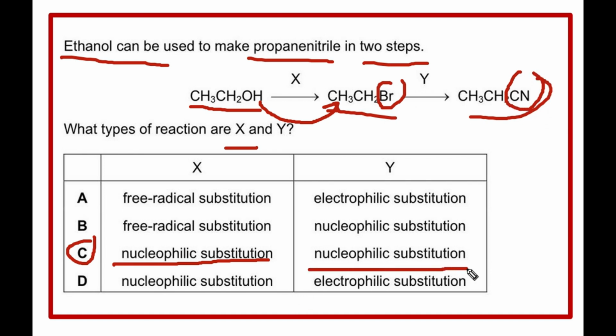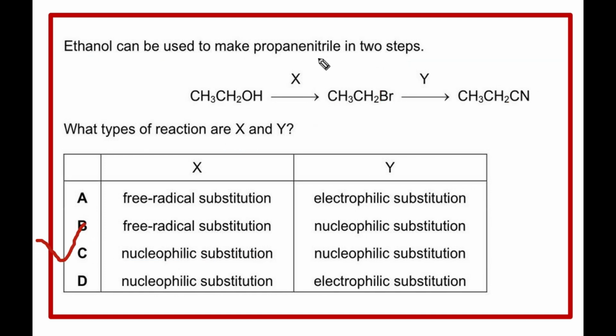This is also nucleophilic substitution. So C is the right answer, because the hydroxide nucleophile is substituted by the bromine nucleophile, and in reaction Y, the bromine nucleophile is replaced by the cyanide nucleophile. So X and Y both will be nucleophilic substitution. The answer is C.